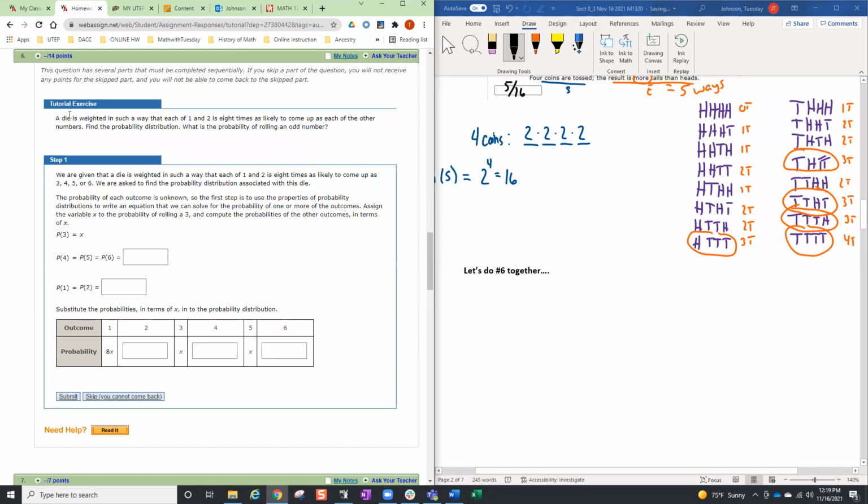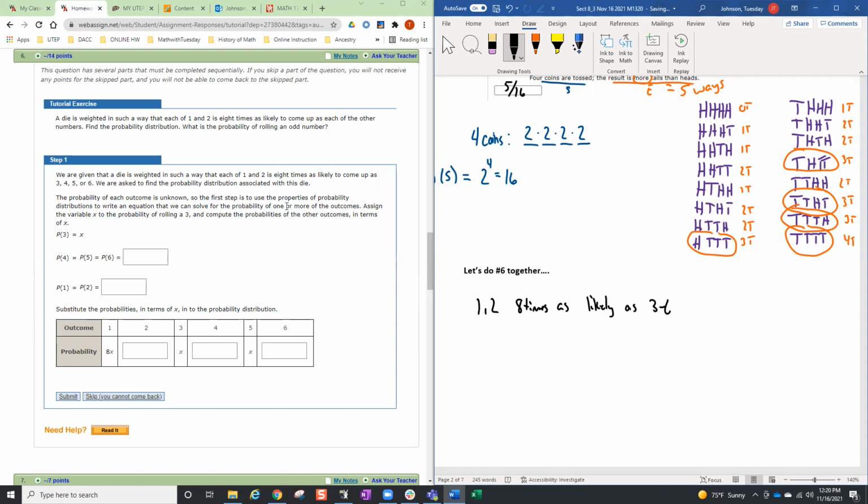Okay. A die is weighted in such a way that each of 1 and 2 is 8 times as likely to come up as each of the other numbers. Okay. So I'm going to write something down here. 1 and 2, 8 times as likely. That's 3 through 6, right? And it's a die. We're assuming a 6-sided die unless they say otherwise. Okay, so we're going to find the probability distribution associated with this die. The probability of each outcome is unknown.